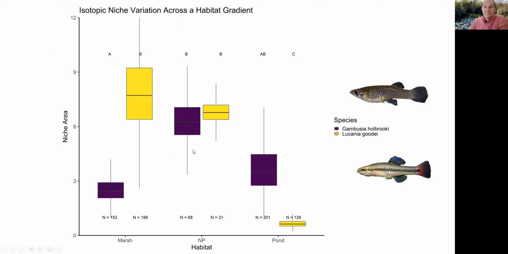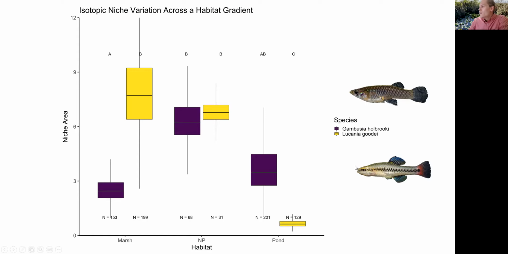On the other hand, we did see differences in the isotopic niche, remember, a proxy for dietary niche, across this habitat gradient. Again, eastern mosquitofish are in purple, and they have sort of a monotonic relationship across this habitat gradient with the largest niche area in the near pond, which may be the result of an increase in terrestrial arthropods in their diet. That dense vegetation that surrounds the pond has a lot of ants, grasshoppers, spiders, things of that nature.